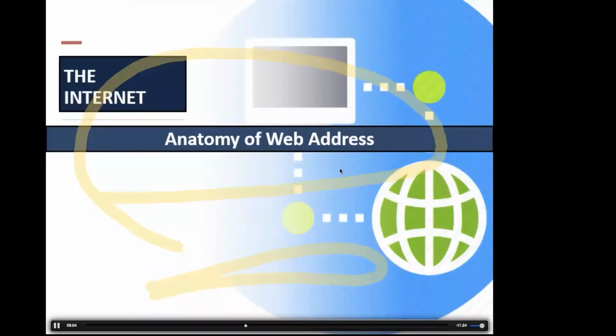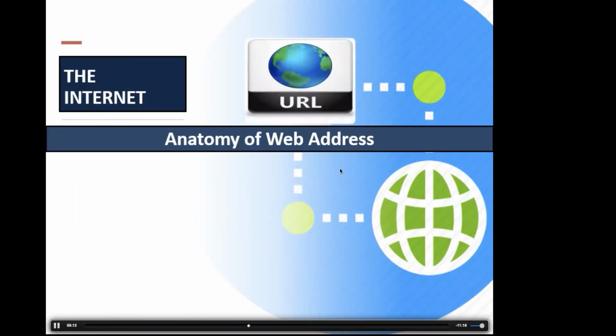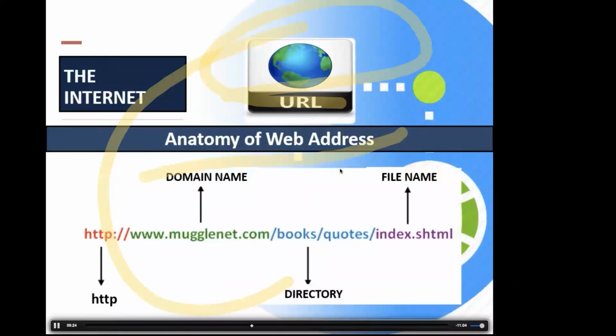Since the Internet is composed of a vast network of computers, proper identification of computers and information sites must be made. Web addresses are also referred to as URLs, Universal Resource Locators. It can identify a specific machine, directory, and file of that machine. The anatomy of web addresses consists of HTTP, short for Hypertext Transfer Protocol, described as the transmission protocol that introduces a web document or directory.